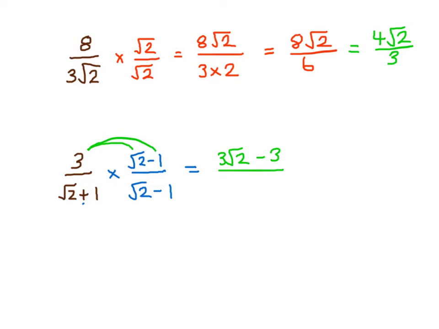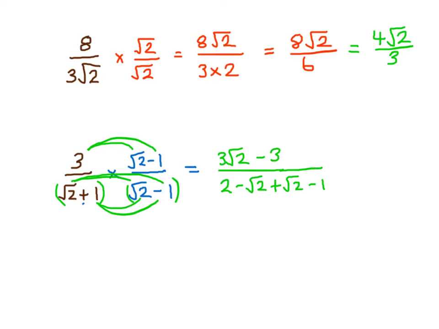On the bottom, we've essentially got a set of double brackets to multiply, which is what we did last lesson, so we should know what we're doing here. So the square root of 2 times the square root of 2 will give me 2. Then we've got the square root of 2 times minus 1, which gives us minus the square root of 2. 1 times the square root of 2 is the square root of 2, and 1 times minus 1 is minus 1.